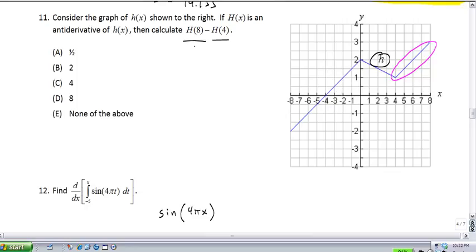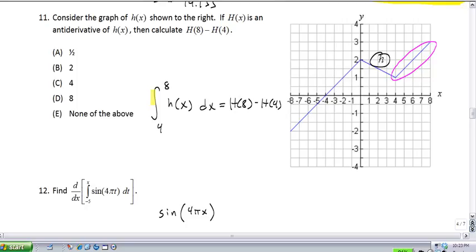Or if you connect this to an integral, if you say, you know what, big H of 8 minus big H of 4, that's weird, I've seen that. Yes, you have. That's the integral from 4 to 8 of little h of x. Those are equivalent. Okay, that's how you find this integral, is you'd say that equals big H of 8 minus big H of 4.